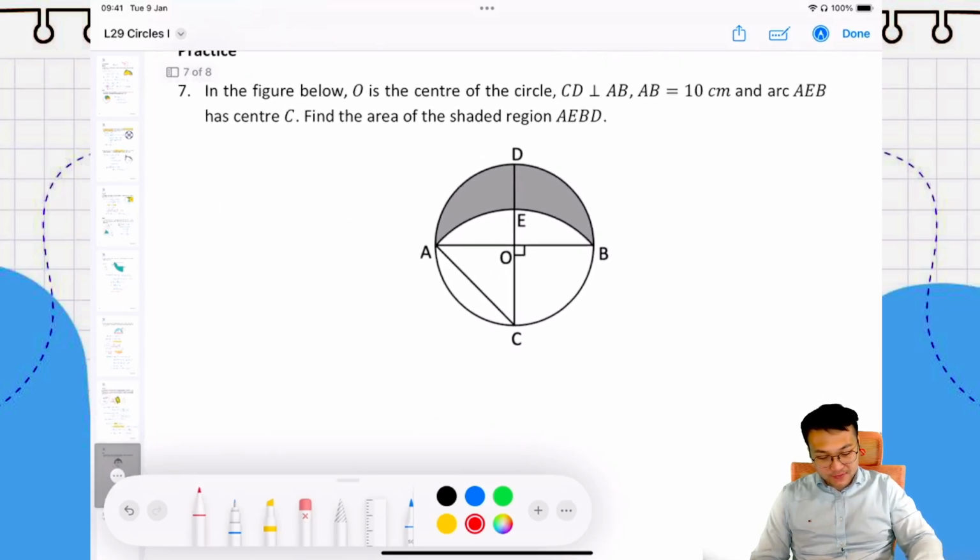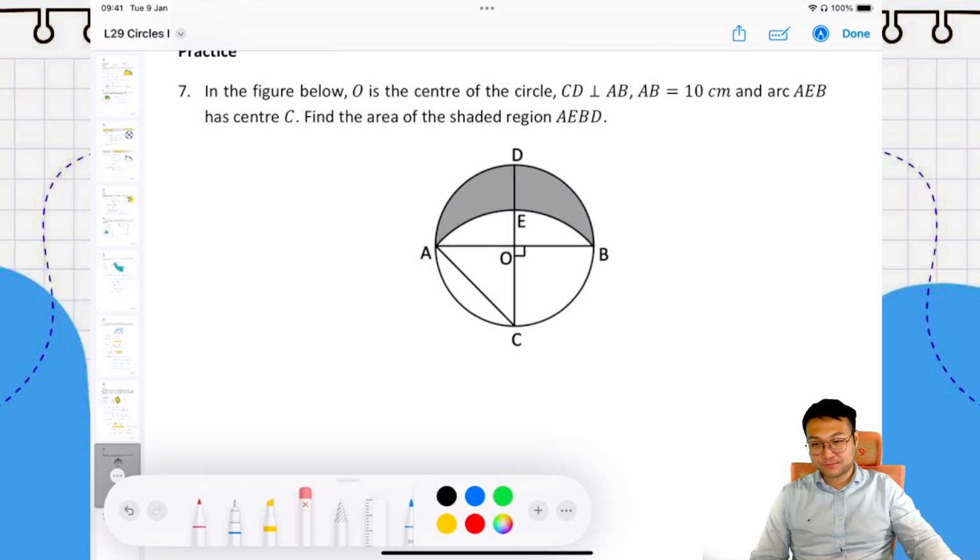Practice number 7. In the figure below, O is the center of the circle. CD is perpendicular to AB. AB is equal to 10 cm. And there's an arc, AEB. So this is an arc, AEB here. Find the area of the shaded region.